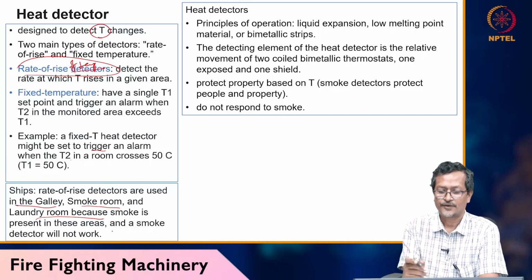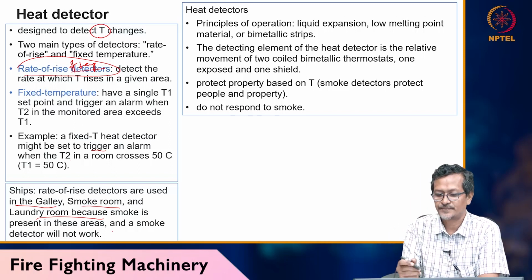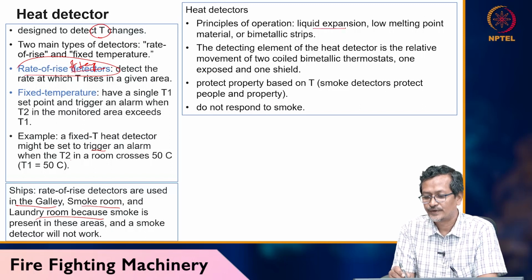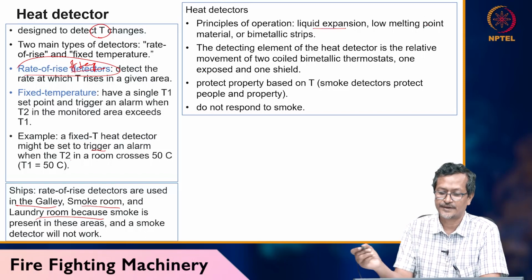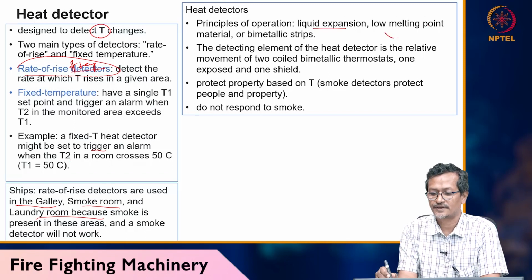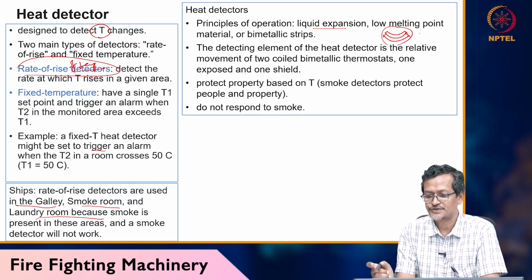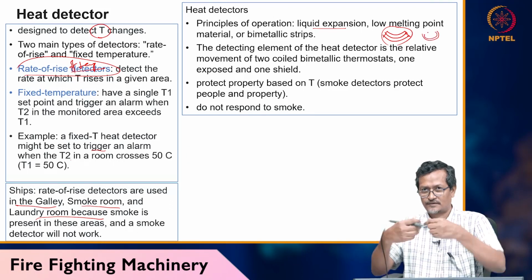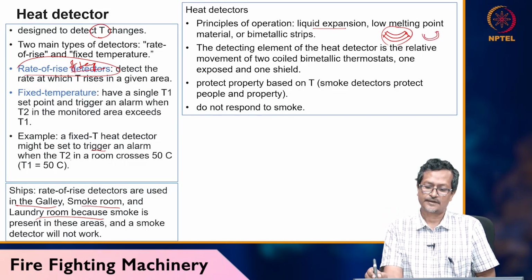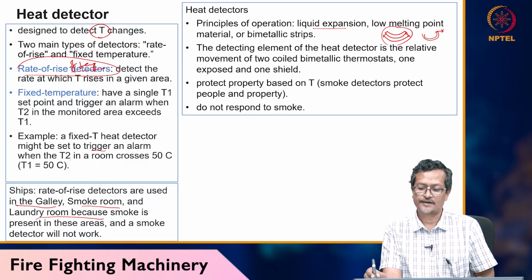Heat detector principles of operation: liquid expansion is possible, low melting point material, bimetallic strip. For the bimetallic strip, you can remember, two metals will be there with different thermal expansion coefficients. If you increase the temperature of these two, because of this different thermal expansion, the bimetallic strip will make more curve or become flatter, and because of that you will have some connected electronic sensor.